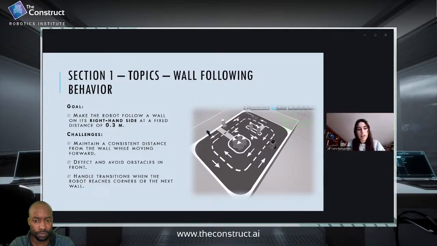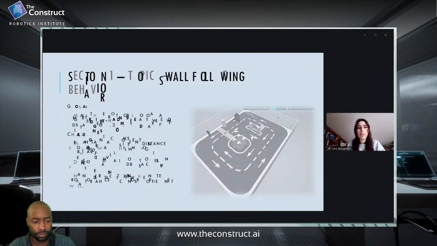This task comes with several challenges: maintaining a stable distance from the wall while moving forward, detecting and avoiding obstacles in front of the robot, and also handling transitions such as corners or changes in wall orientation. From a control perspective, this is a classic reactive navigation problem. So now I explain my solution.